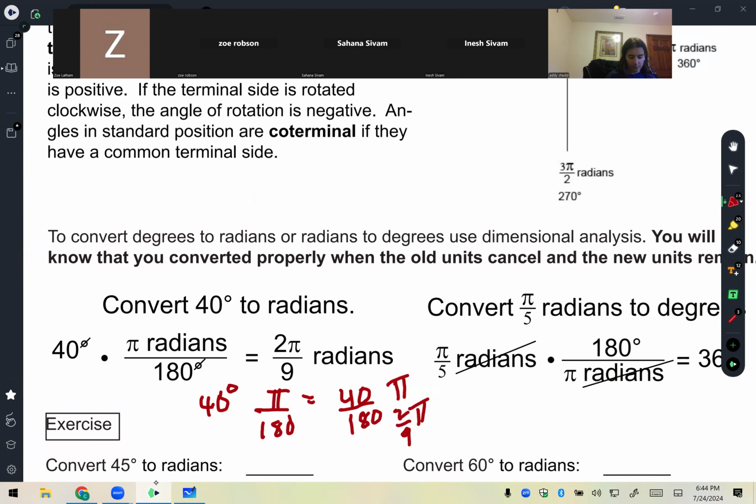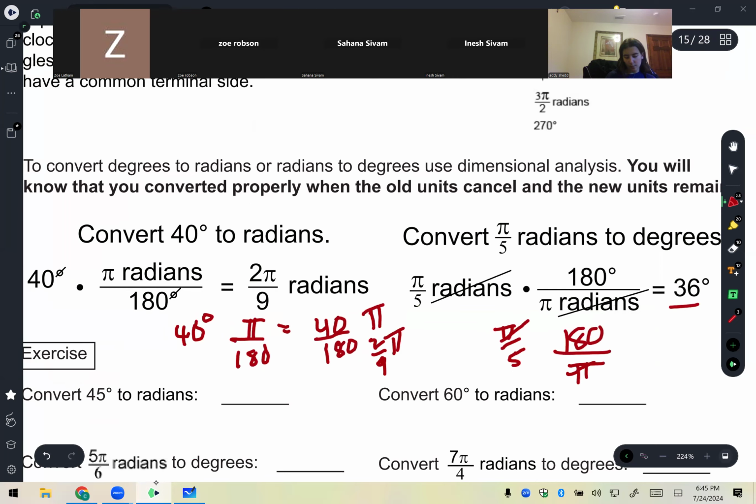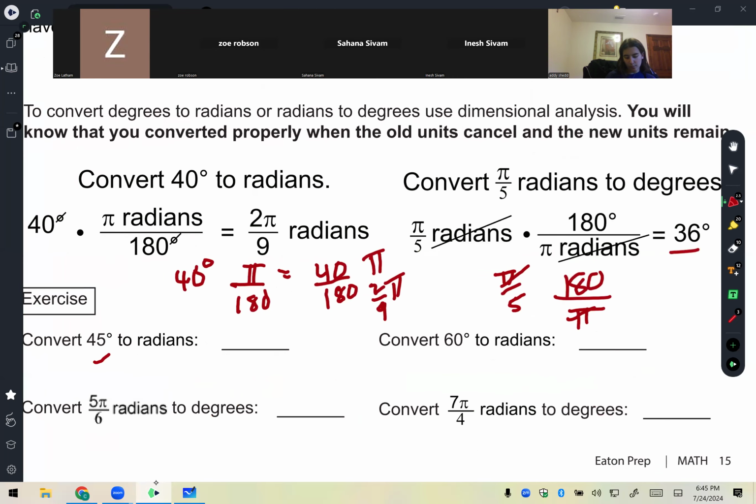And then with the degrees, it's the same thing. I take pi over 5 radians, pi in the denominator, 180 in the numerator. 180 divided by 5 is 36. So let's try this one and you can work ahead of me. Like I said, if you have another system for conversion, just use that. You could say 2 pi is 360, but the math's gonna be the same.